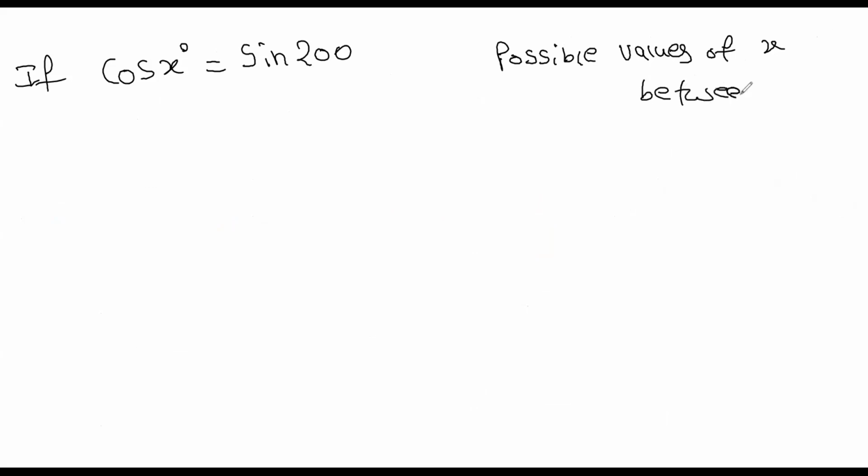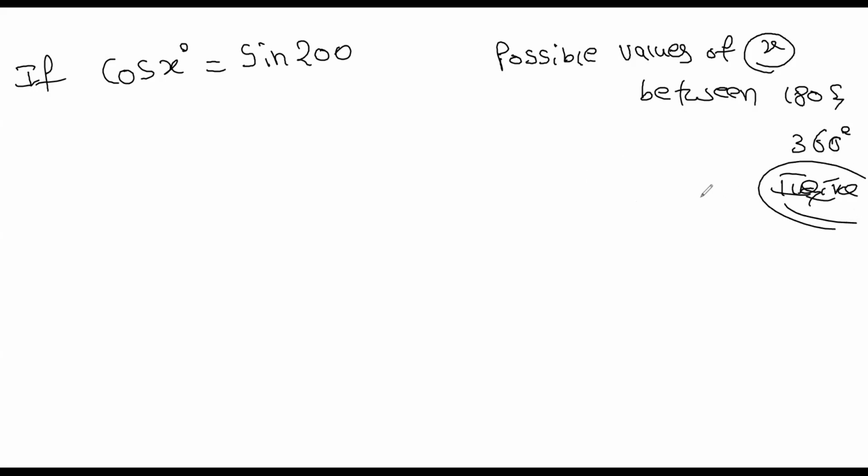Possible values of x means it can be anything, because it is repetition. You can get n number of values. That's why they have to specify in which period we have to get. So between 180 and 360, means in the third quadrant and fourth quadrant, right? What are the possible values of x such that the cos x should be equal to sine 200?